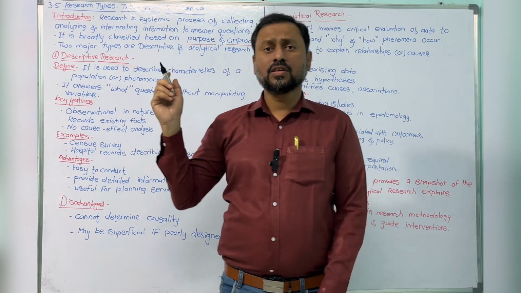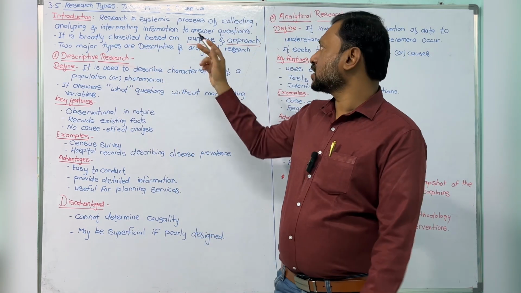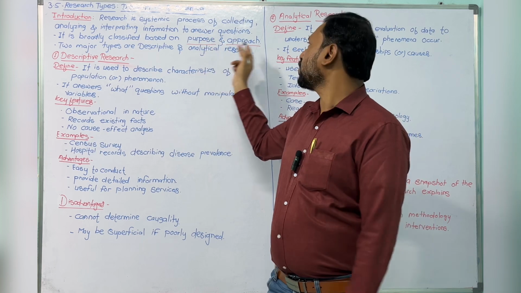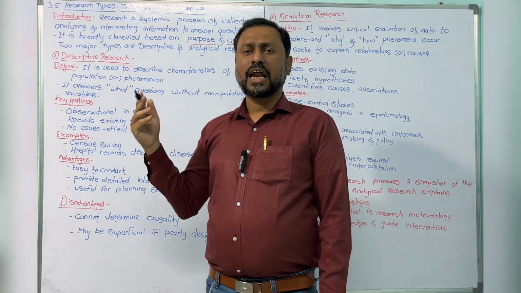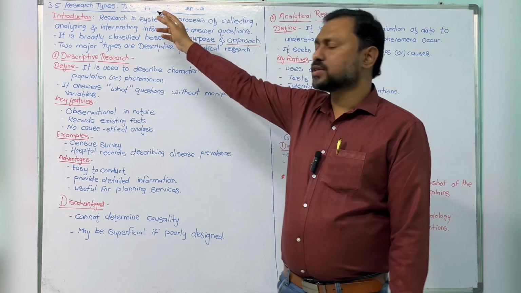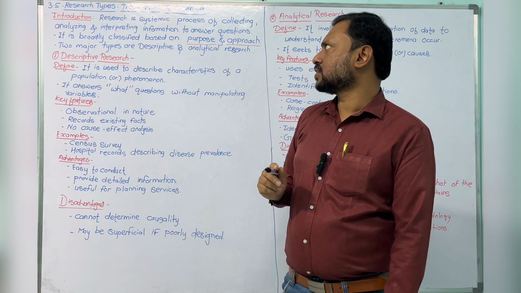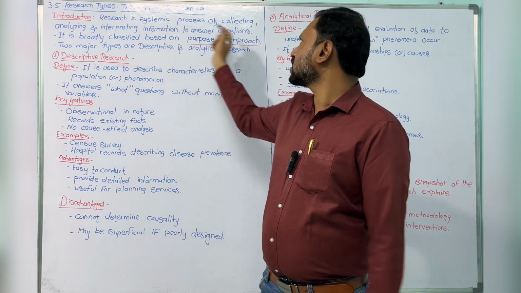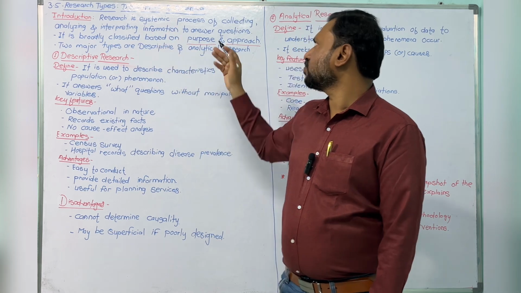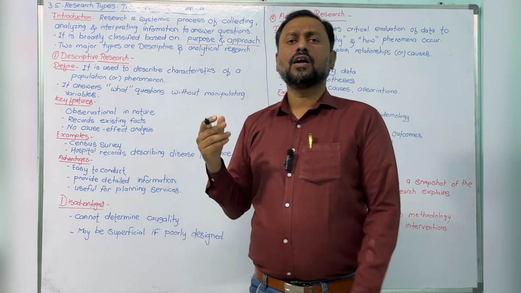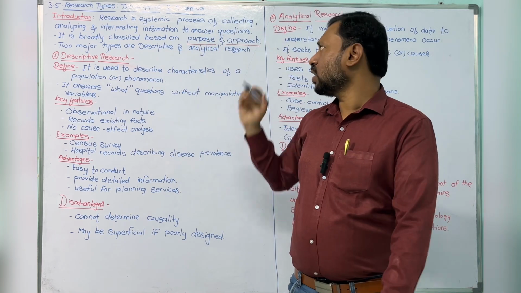Now we will study what the research types are. The research types are based on the main purpose and approach of collecting information. We can classify research into two types: one is descriptive research, the second one is analytical research. What is research? Research is a systematic process of collecting, analyzing and interpreting information to answer questions. Now it is mainly two types, descriptive and analytical.